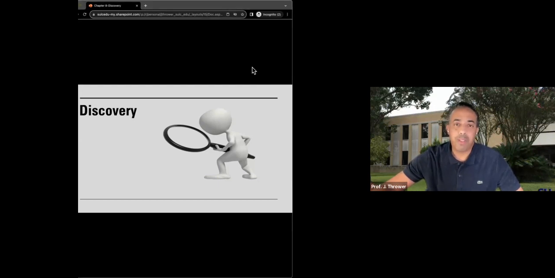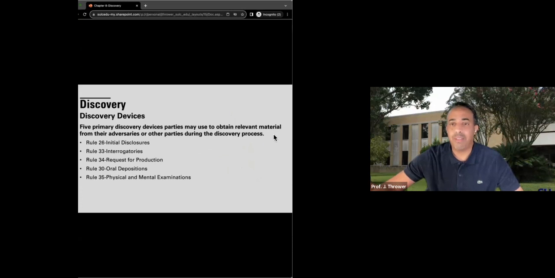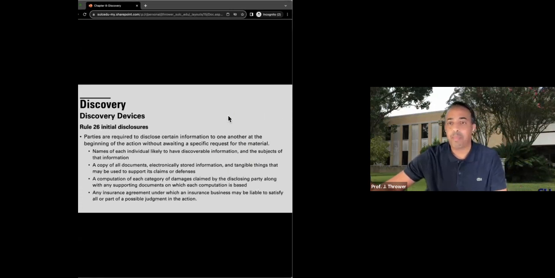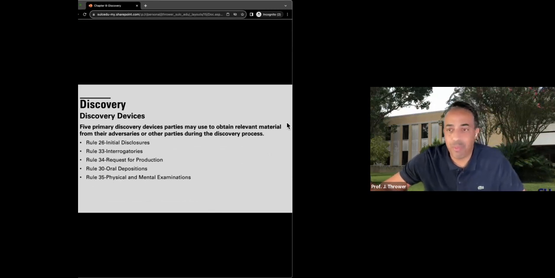So you will recall that there are five primary discovery devices by which parties may seek to obtain relevant information from their adversaries during the discovery process. There are the initial disclosures under Rule 26, and specifically Rule 26(a). There are interrogatories under Rule 33. There's also a request for production of documents under Federal Rule of Civil Procedure 34, oral depositions under Rule 30, and finally, Rule 35, which provides for physical and mental examinations.